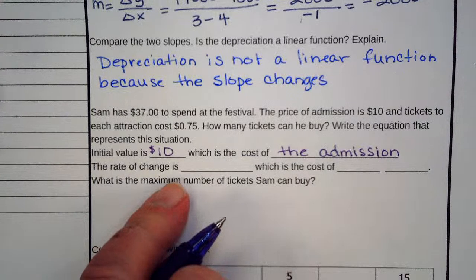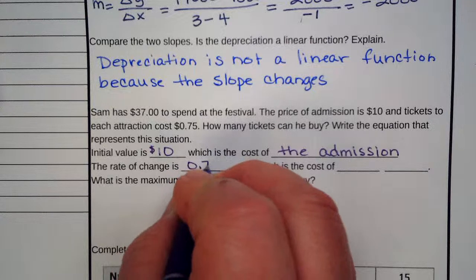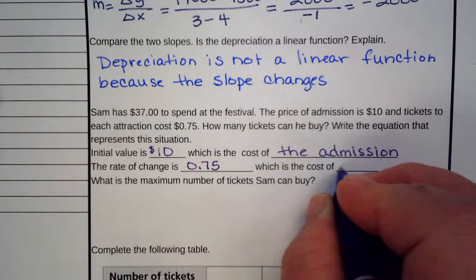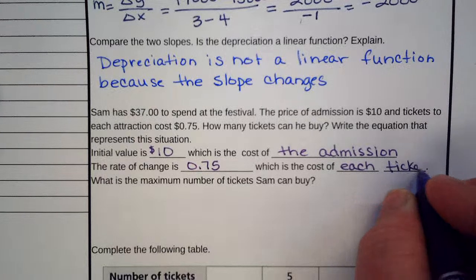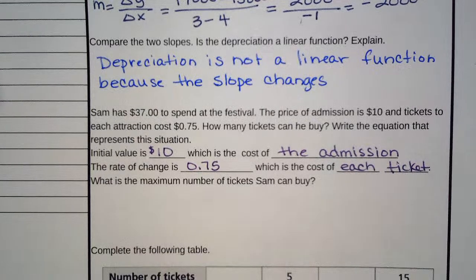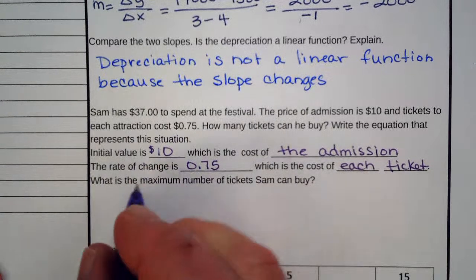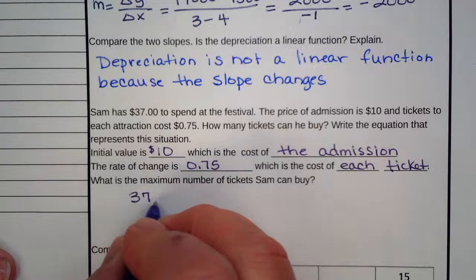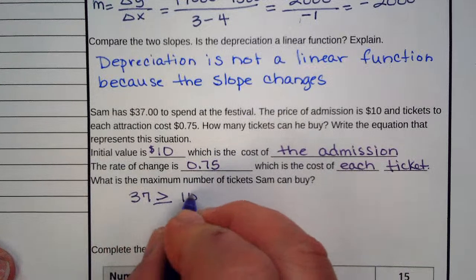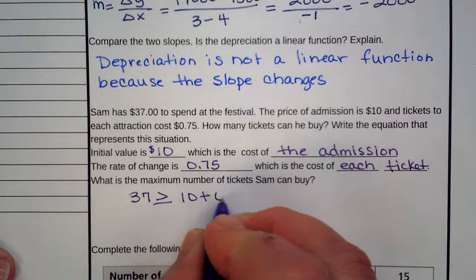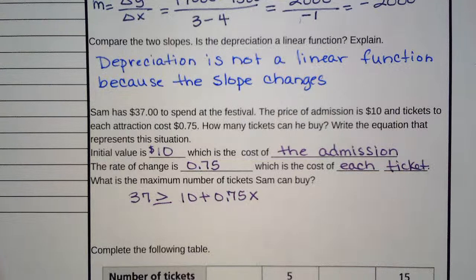The rate of change is 75 cents, which is the cost of each ticket or each ride. What is the maximum number of tickets Sam can buy? Well, he's starting off with $37. This has got to be greater than or equal to 10 plus 0.75 times x, which would be the number of rides.